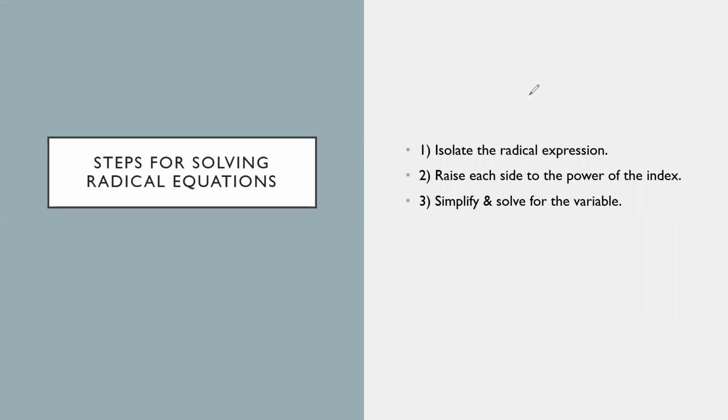So just like there were 3 steps to solve rational exponent equations, there are also 3 steps to solve radical equations. Step 1, isolate the radical expression. That means get the radical 100% alone by itself on either side of the equation sign. Step 2, raise each side to the power of the index. So square roots, cube roots. Raise each side to the 4th power if you have 4th roots. Lastly, you have to simplify and solve for the variable, and this can increase in difficulty depending on the type of equation that we have. So let's hop on into a couple examples.